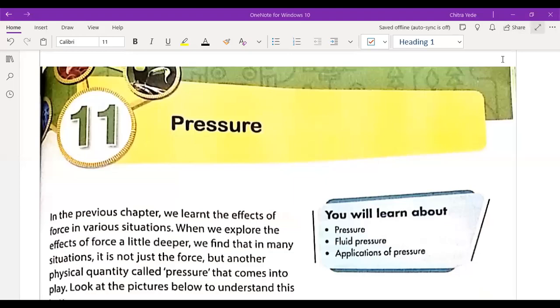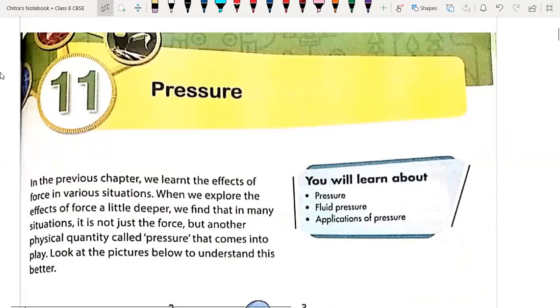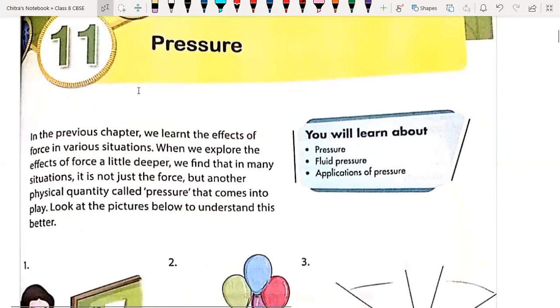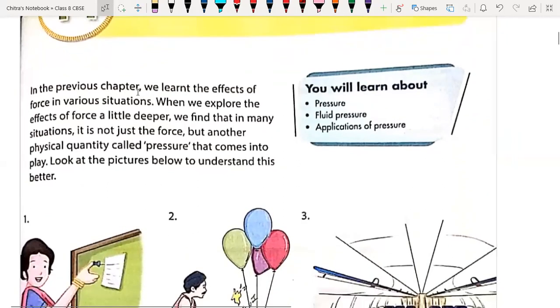Hello everyone, today we are going to start the new part of our physics, which is pressure. We have already covered the introduction part from this chapter, okay? So we'll revise it quickly. In this chapter we are going to understand pressure, fluid pressure and applications of pressure. We will cover all these points clearly.